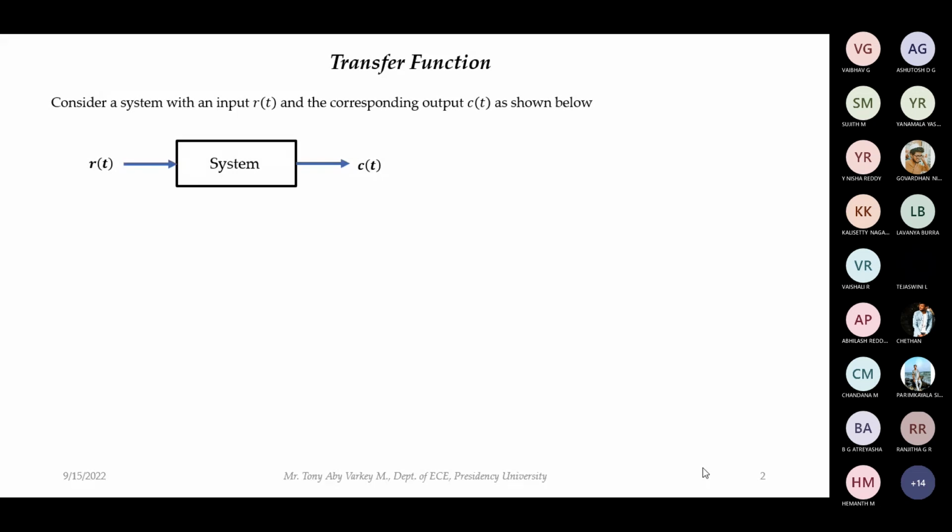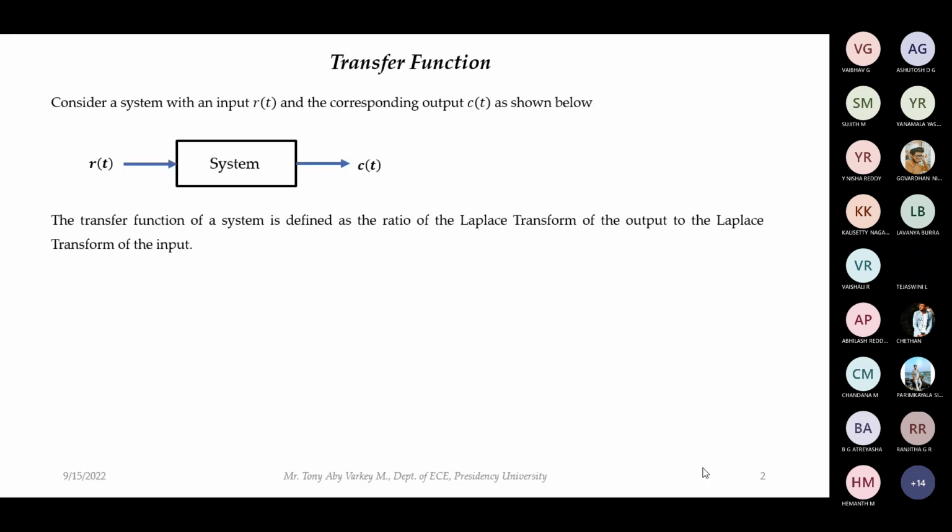Now, the transfer function of the system is defined as the ratio of the Laplace transform of the output to the Laplace transform of input. Please remember this definition. The transfer function of a system is defined as the ratio of Laplace transform of the output to the Laplace transform of input. So this can be mathematically written like this.